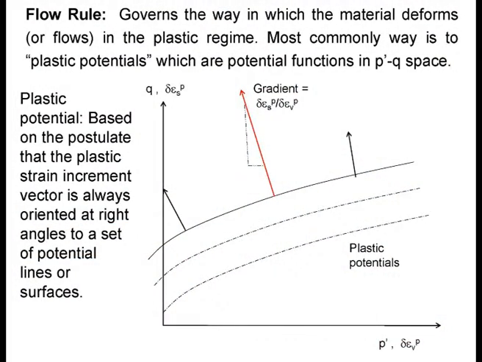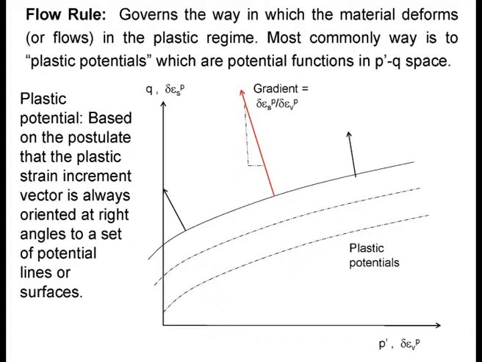What they say is this: a flow rule governs the way in which the material deforms. And the most common way is to use plastic potentials. That means drawing an imaginary set of lines in what we call PQ space or some form of stress space. When I use the words stress space, it is usually a plot of stress versus stress. Typically sigma versus tau, or tau versus sigma, Q versus P, S, T versus S. That kind of space is called stress space. It's nothing more than a plot of ST, PQ, or sigma-tau kind of plot. So we call this stress space.